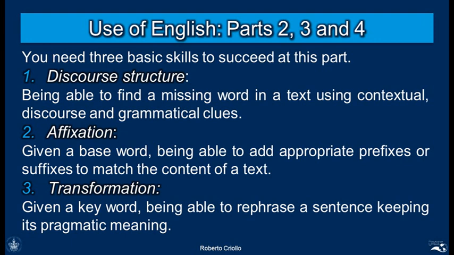Finally, the last skill that you need is to be able to rephrase a sentence given a key word and keeping the pragmatic meaning. This is called a transformation task. They will give you a sentence and a key word, and you have to rewrite the sentence using that word so that the sentence keeps the same pragmatic meaning. In other words, it means exactly the same. So these are the 3 basic skills that you're going to need: discourse structure, affixation, and transformation.